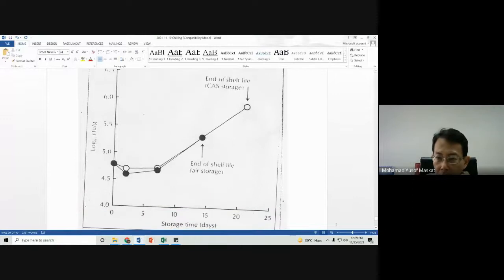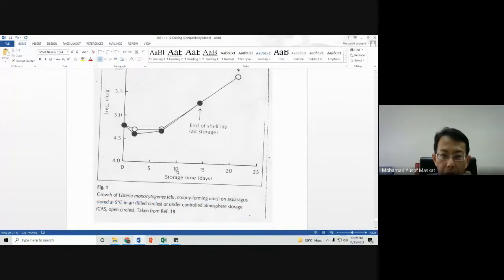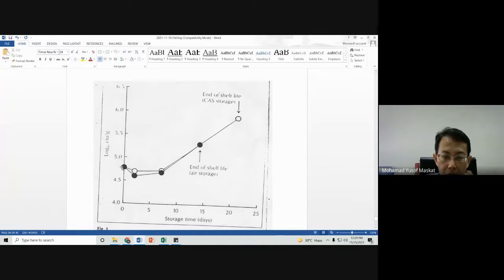Okay, so an example. For the black dots, the pathogen grows, but it is at air storage. So after 15 days, it is the end of the shelf life, because spoilage microorganisms have grown, producing undesirable odor. So now the product is not consumable anymore.